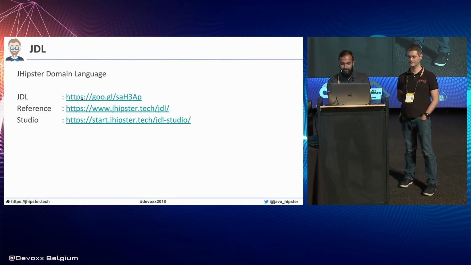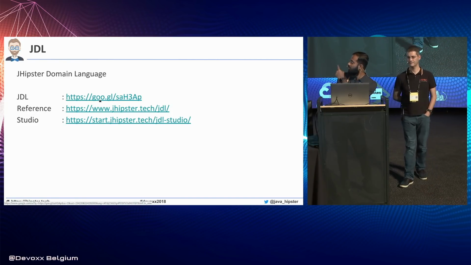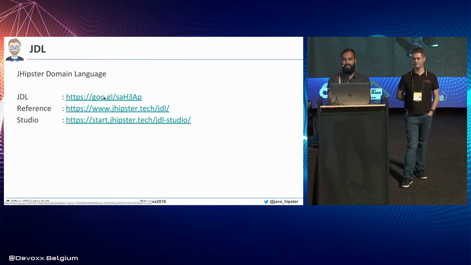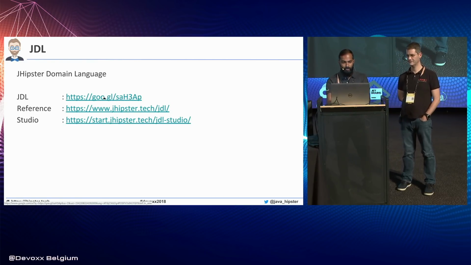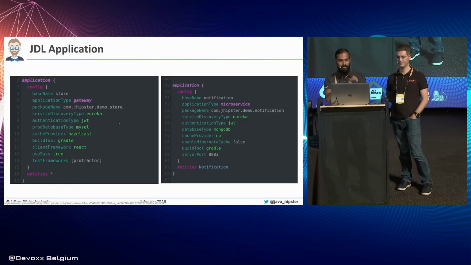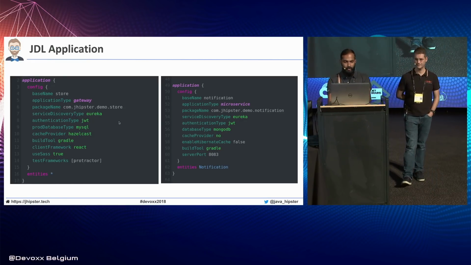You have the JDL at this particular Google URL. This is the JDL that I'm going to use. If you want to try it out later, you can check this out. You have the reference at this URL as well on the website. You can also use the JHipster JDL Studio to visualize that. So let's see what we have.